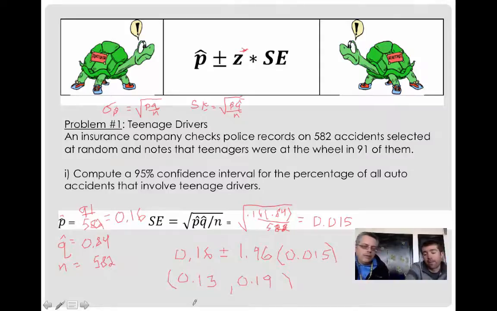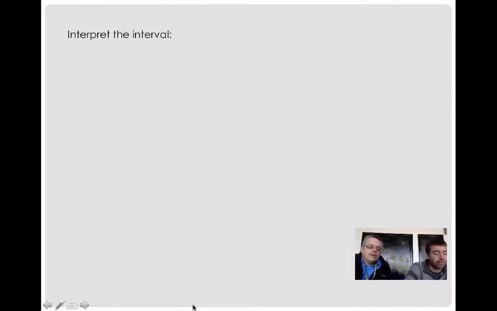So that's our interval. Our interval says between 13% and 19%. Right, because now we can interpret it. Now this is important, how to explain the interval. It's going to follow the same pattern. We are 95% confident. It's a 95% confidence interval. Yeah, that makes sense.